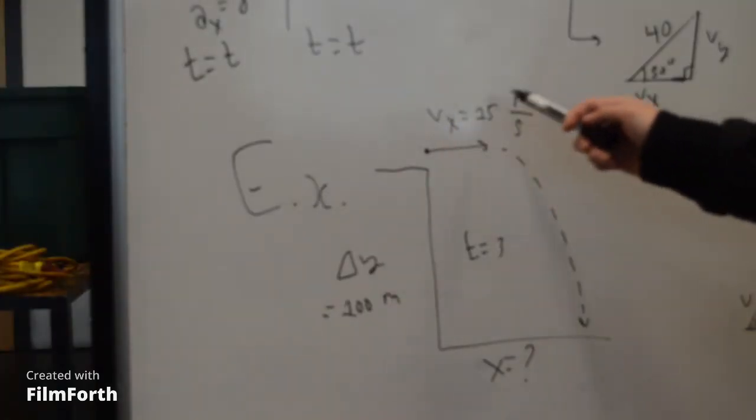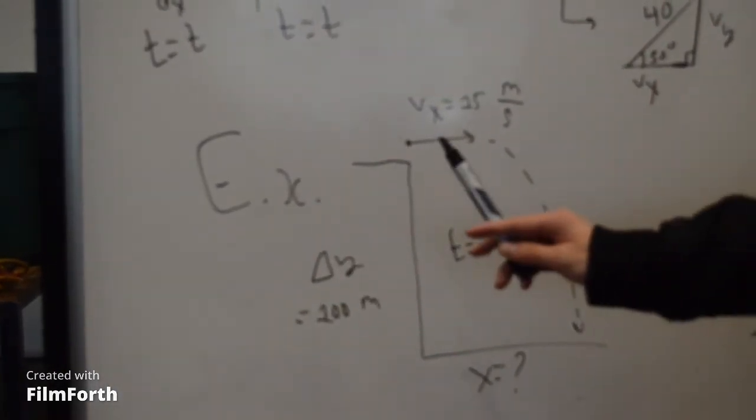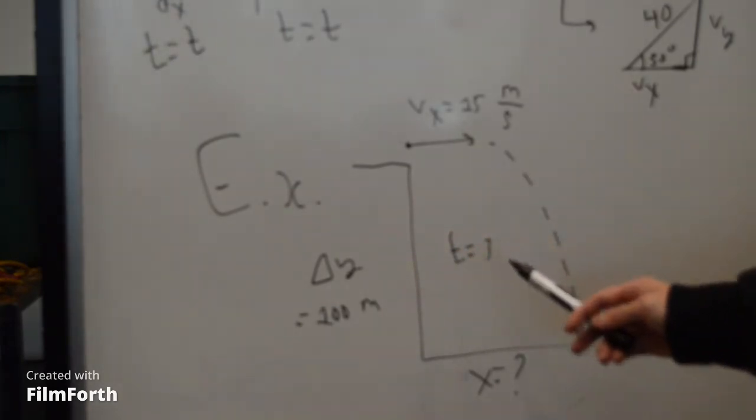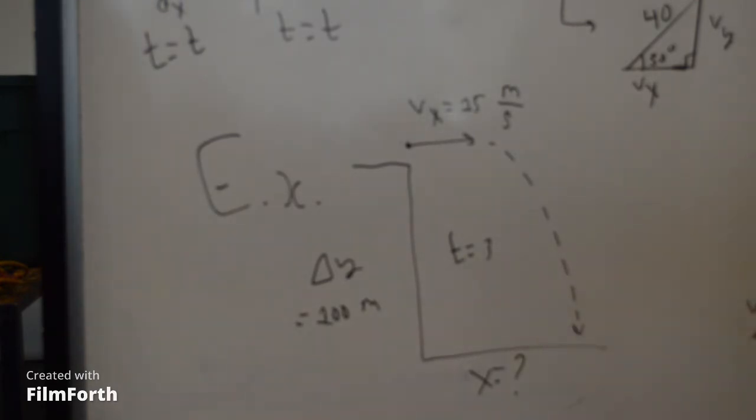Let's do an example together. Let's say a ball had a horizontal velocity of 15 meters per second, and it travels a vertical displacement of 100 meters in 3 seconds. What is its range, or its horizontal displacement?